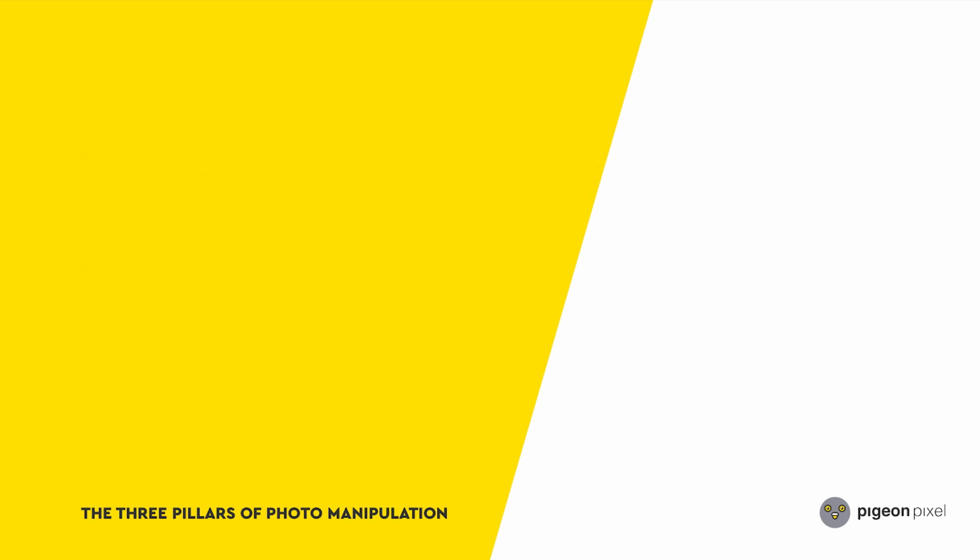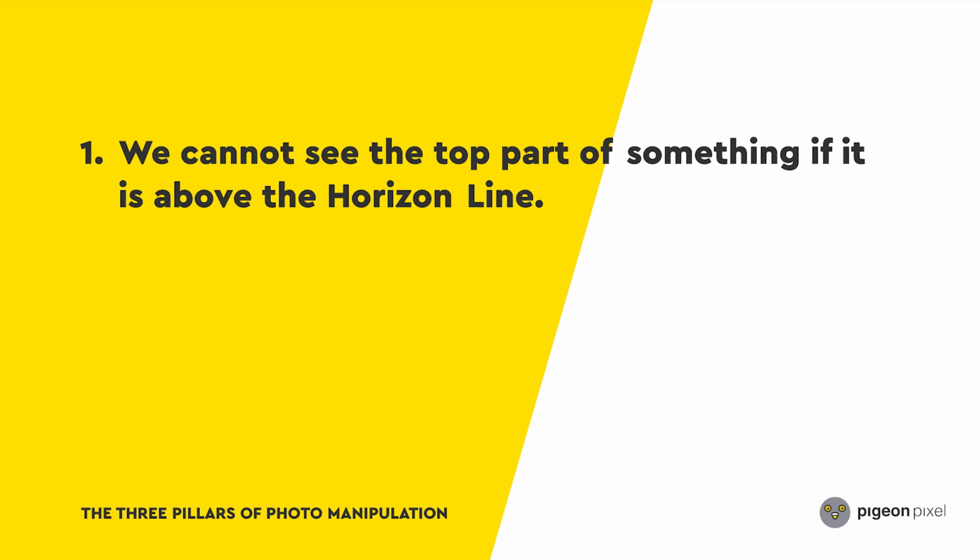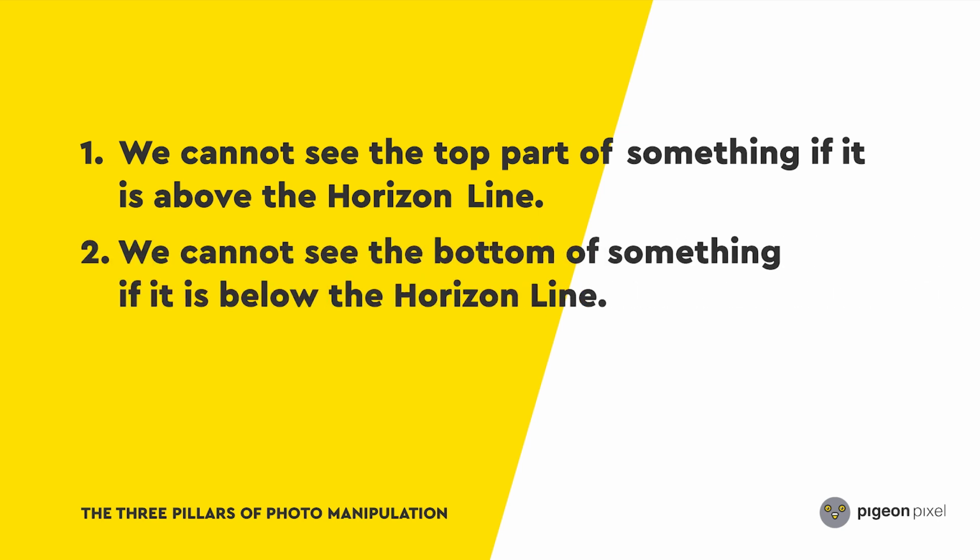Okay, so there is something fundamental that we need to remember. And that is: 1. We cannot see the top part of something if it is above the horizon line. And 2. We cannot see the bottom of something if it is below the horizon line. I call this the above or below horizon principle.